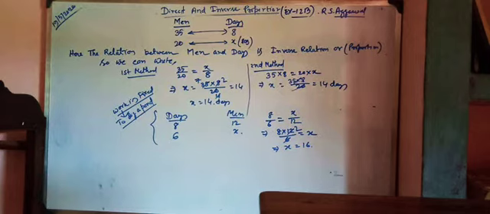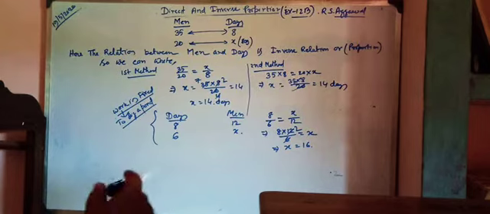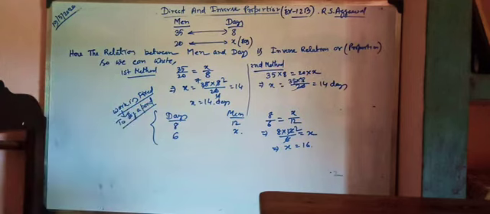Question number 5. 6 cows can graze a field in 28 days. How long will 14 cows take to graze the same field? So here the work is the same, grazing the field. So hope you are understanding. You have to make that chart and do it yourself.